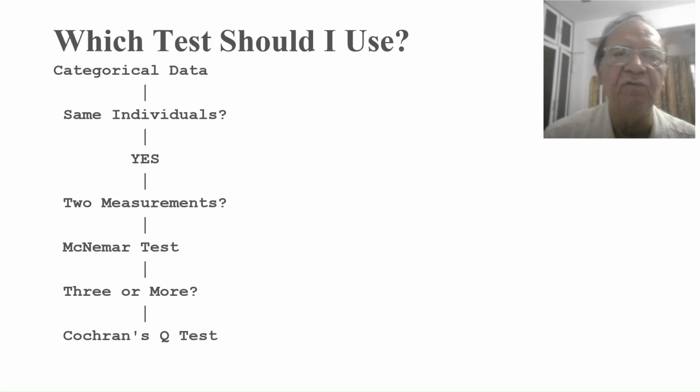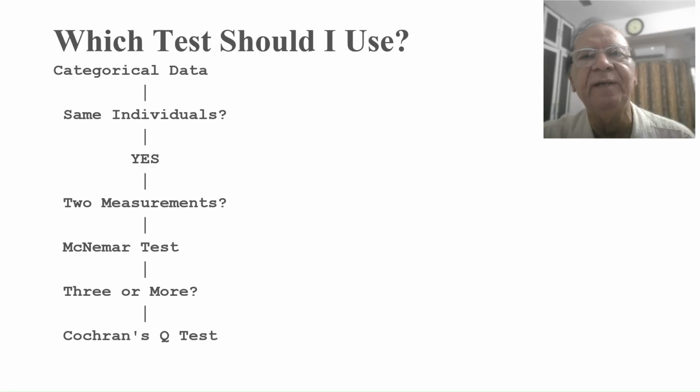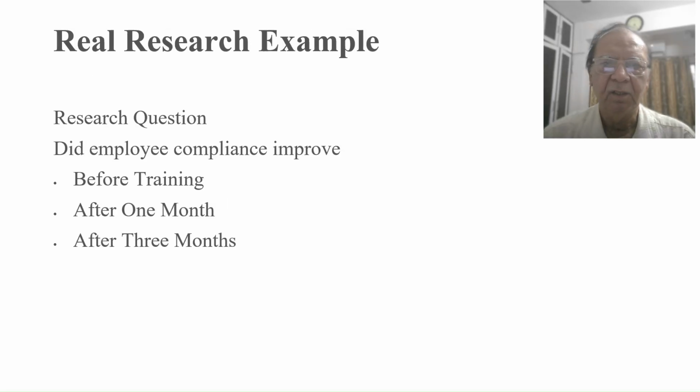This decision tree will help you select the correct statistical test. If the observations are independent, use chi-square test of independence. If the same individuals are measured twice, use McNemar's test. However, when the same individuals are measured 3 or 4 more times, Cochran's Q test is a correct choice. This is perhaps the easiest way to remember the purpose of Cochran's Q test.